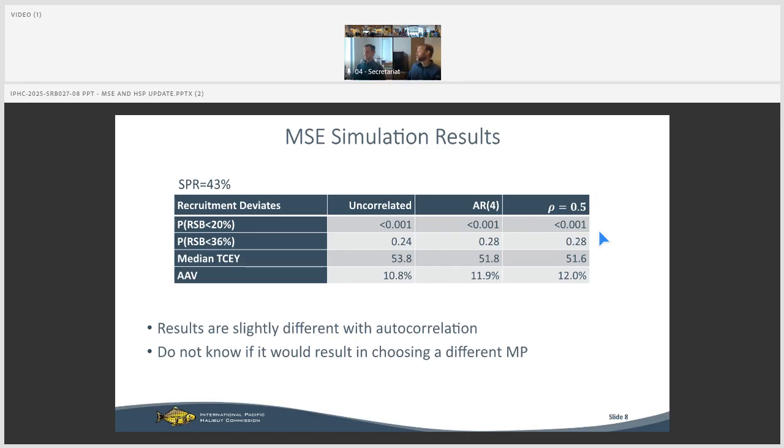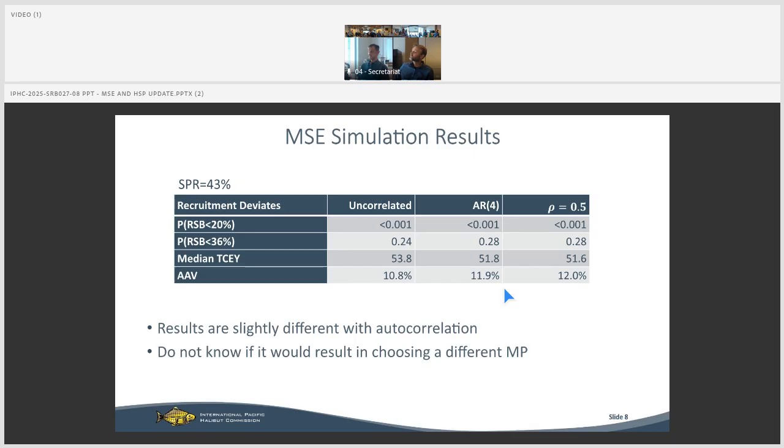The bottom two rows are actually short-term statistics, so that's 4 to 13 years into the projection period. So they're going to be more affected by more recent happenings and modeling of the PDO and other things like that. And then the columns are the different autocorrelation scenarios. What you can see is that the two autocorrelated series have slightly different results, so it does result in slightly different simulation results.